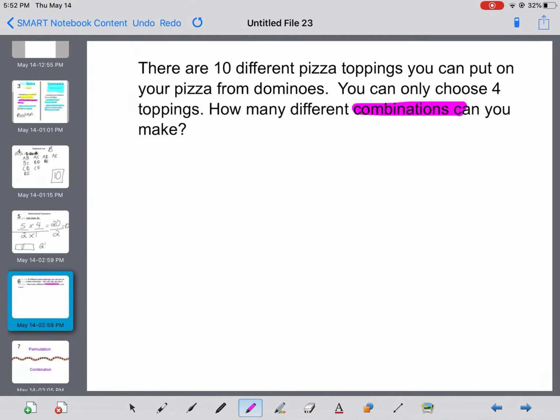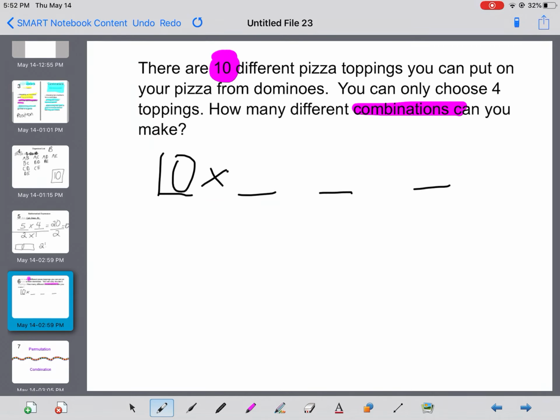I can choose whatever I want. But as soon as I choose something, the amount goes down. So I can think of it like this. Well, I have 4 choices. So let me make 4 lines. Choice 1, choice 2, choice 3, and choice 4. When I look at the beginning, my very first choice, there's 10 different toppings I could choose from. So I start with 10.